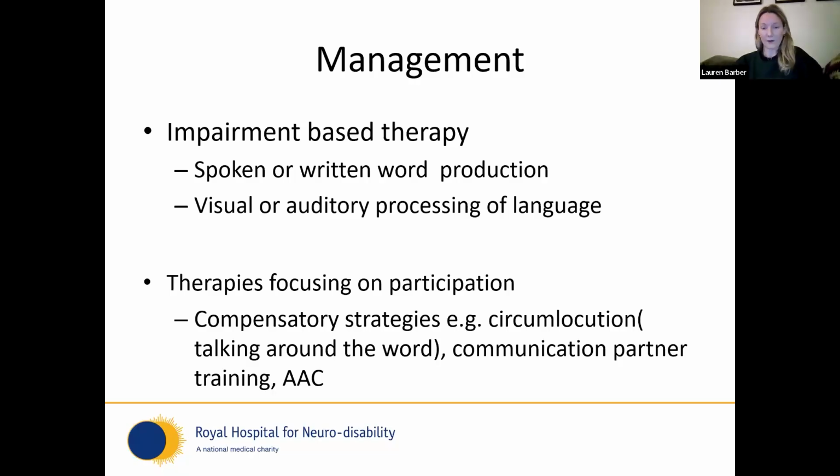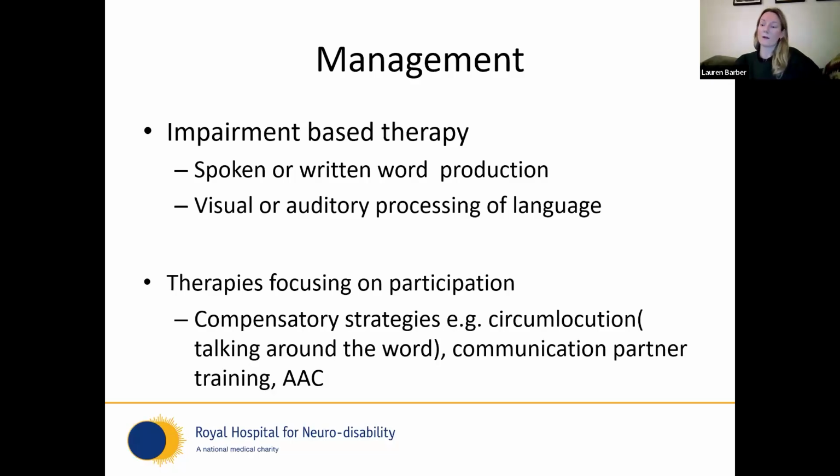And then therapy is focusing on participation. So this is what we might refer to as being a bit more functional. So things that can actually help them get on with their daily activities. So communicating with their friends and family. We also call this compensatory strategies. So things like talking around the word. So quite often a feature of aphasia is not being able to think of the right word that you want to say. So often patients will describe it as feeling like they've got a word on the tip of their tongue. So we teach a strategy called circumlocution, which is talking around the word.